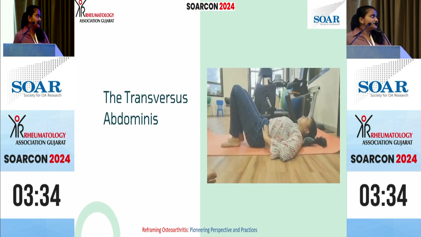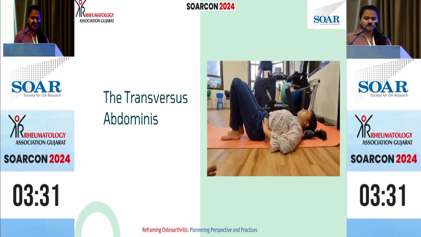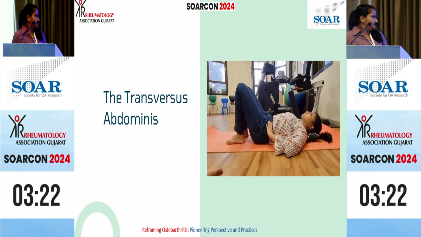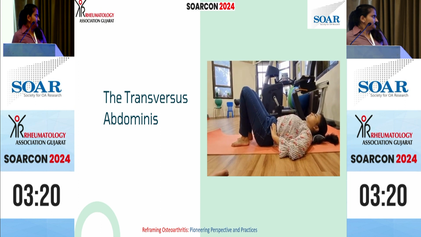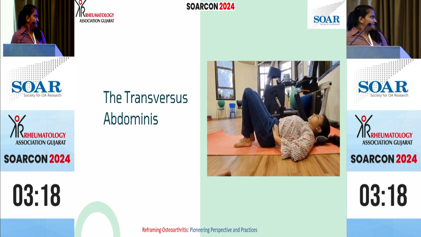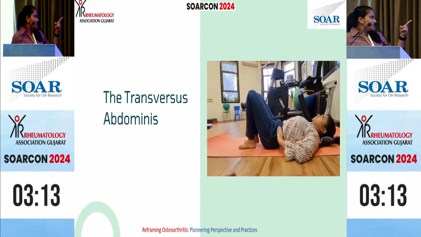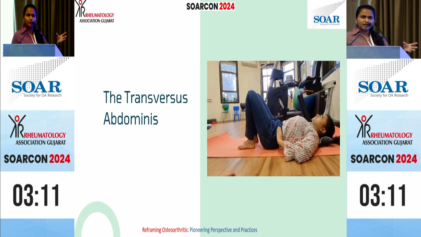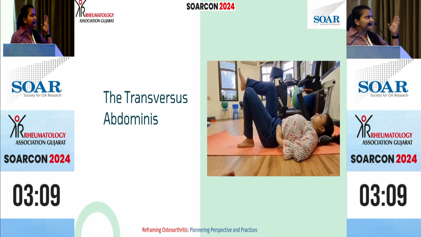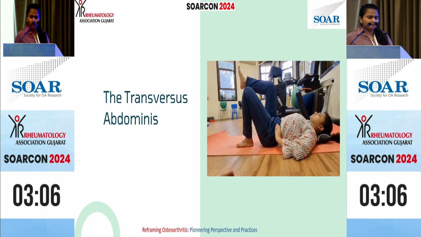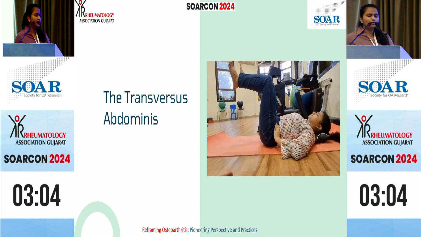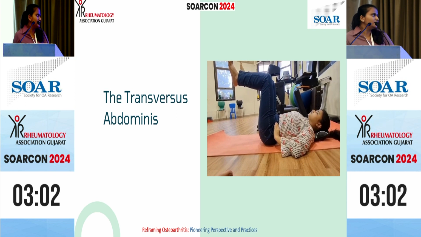The next muscle is the transverse abdominis, again a crucial muscle, and here also the patient is first told to be in neutral spine. So here the pelvis is going into anterior tilt, posterior tilt. We have to tell the patient to be in the center of it and then lift both the legs in tabletop without losing the neutral spine.